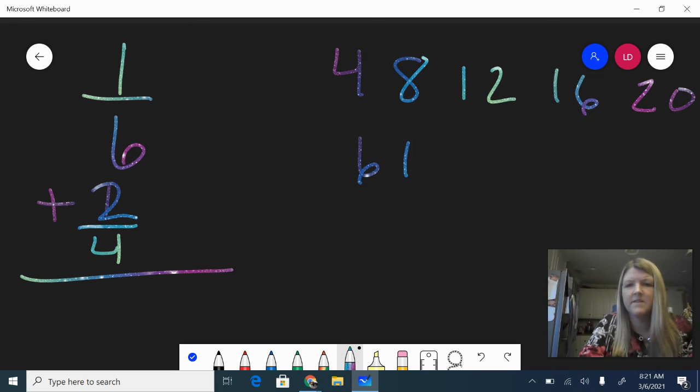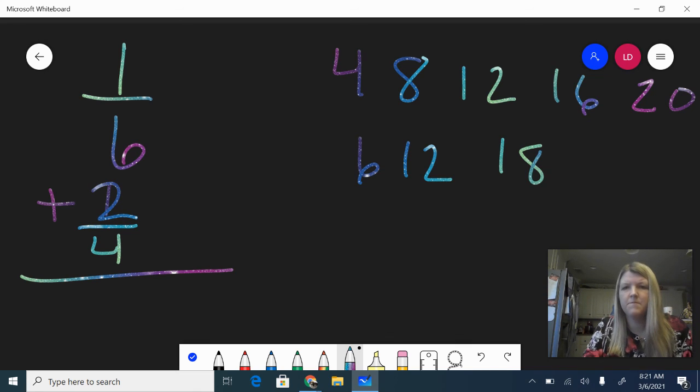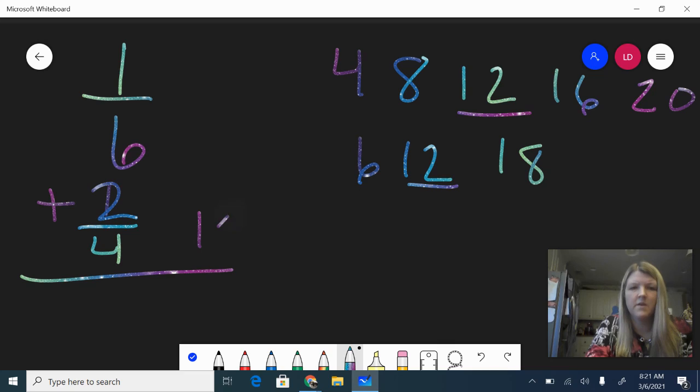So I've got 6, 12, 18. So I can see that I've got 12 as my common multiple. So I'm going to go ahead and use 12.